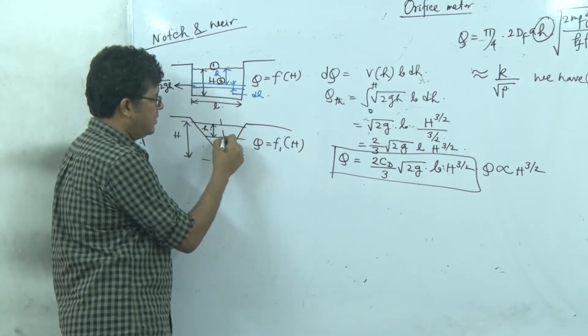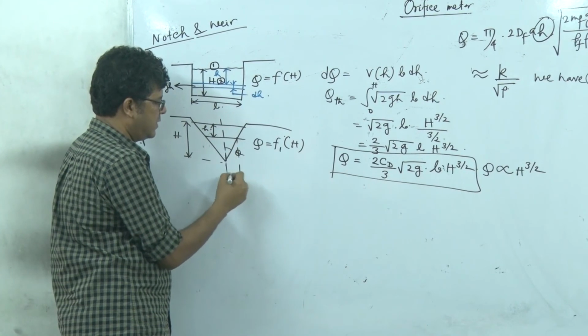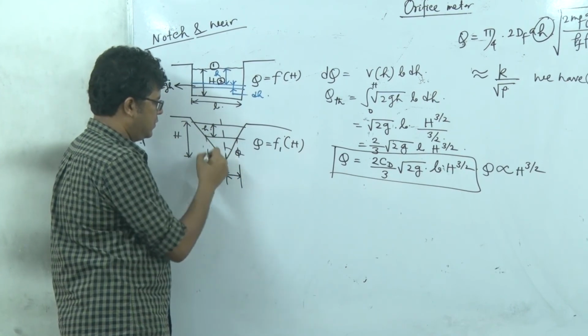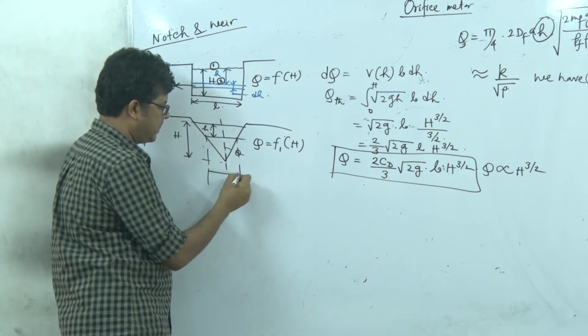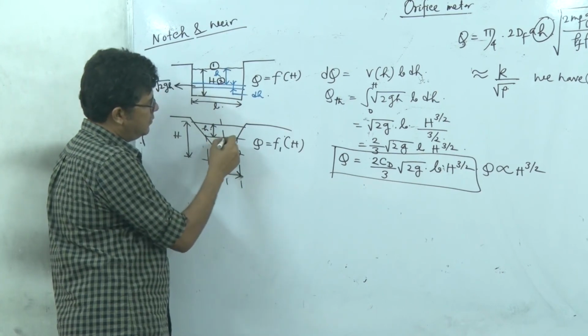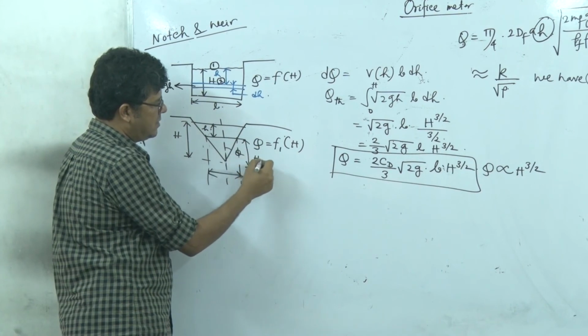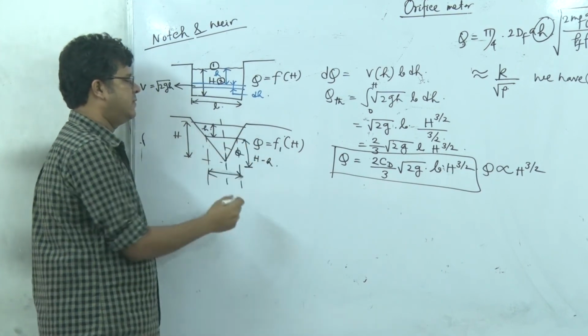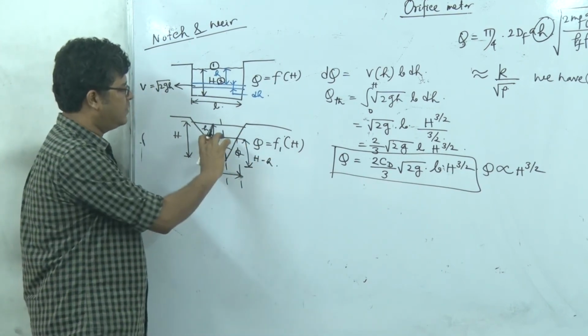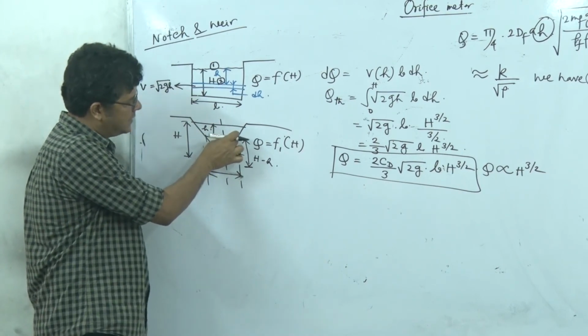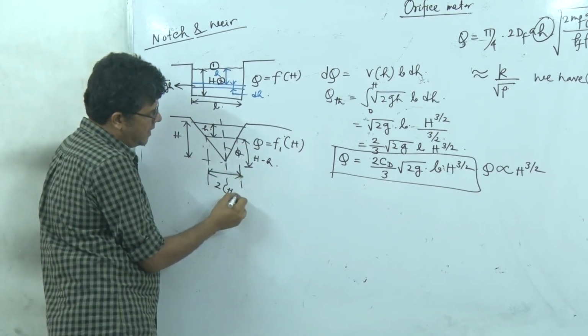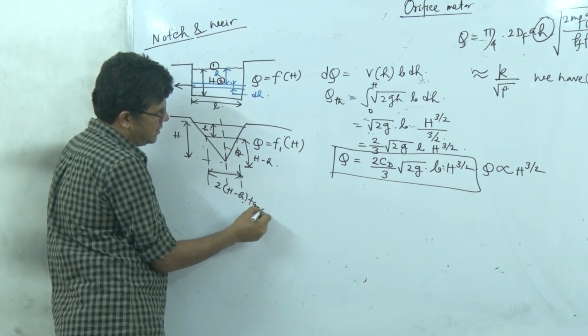Now what will be the width? This width here for this location h. So actually the width is the total one, right? So here you see this much is H minus small h. This much is H minus small h. So H minus small h into tan theta is this gap. So twice of H minus small h into tan theta is this.